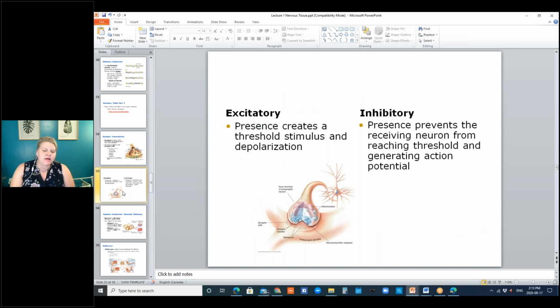So an excitatory neurotransmitter will create a threshold stimulus and depolarization. So it continues transmitting the message. It brings it closer to threshold, that -55, and then the action potential can continue along that neuron as well. An inhibitory neurotransmitter will prevent the receiving neuron from reaching threshold, right? So it'll make it more negative and prevent generating the action potential.